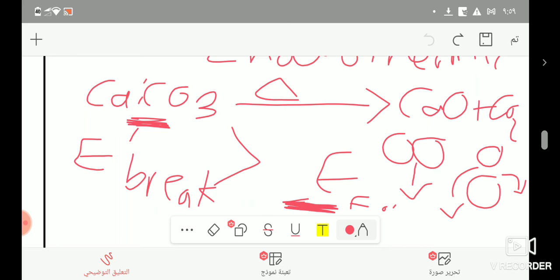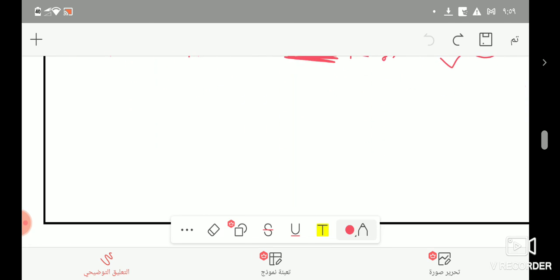So an endothermic reaction is a reaction which gains energy. During an endothermic reaction, the energy required for breakdown of the reactants is greater than the energy released from the formation of bonds between particles of the products to give new products. Also, it can be represented by an energy diagram.